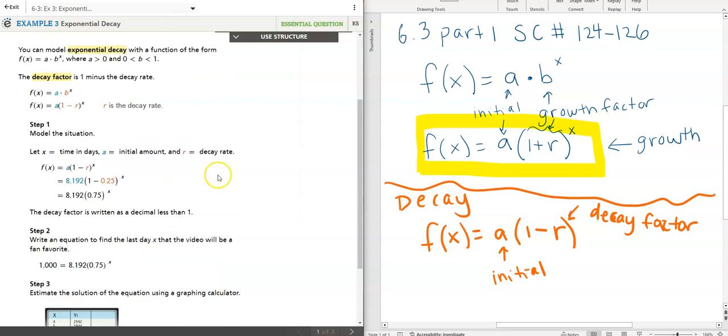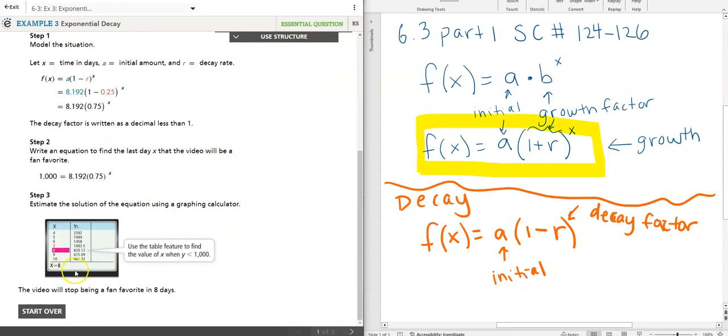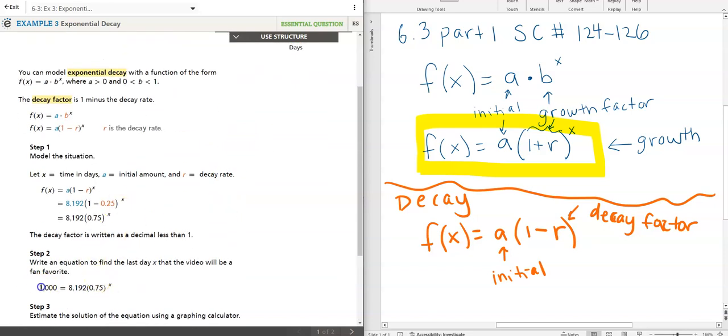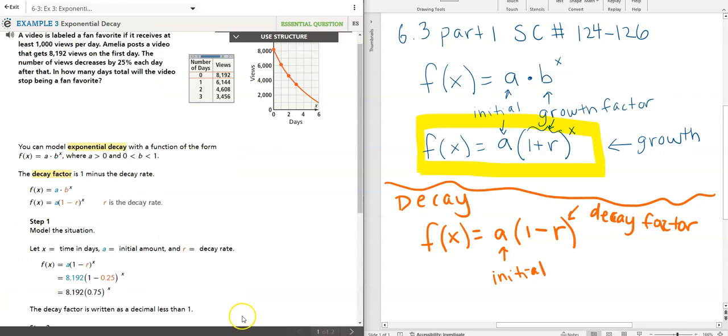So they're saying it's in 8 days. I'm assuming that because it's less than 1,000 views, that's when it stops being a fan favorite. It's kind of a silly estimation here, but you can see that it keeps going down. But the whole point of this problem is this formula. Can you create this formula? Down here, they just basically made a table on a graphing calculator.